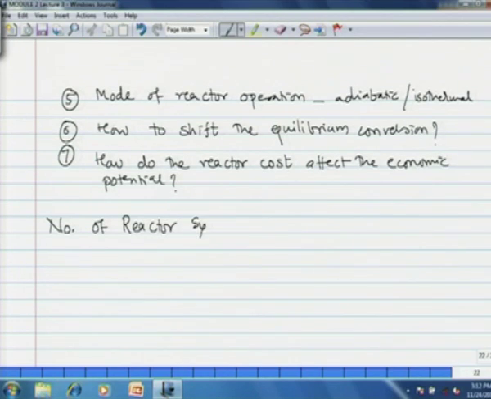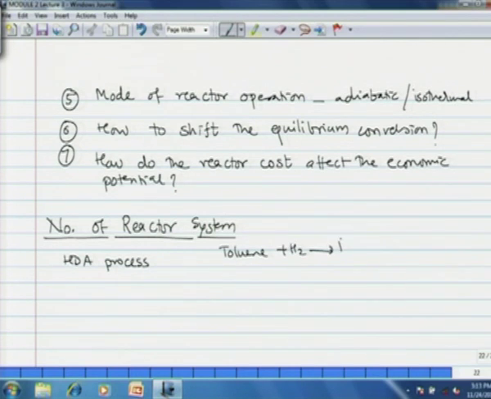We have been taking the hydrodealkylation process as the case study so far, and we again go ahead with the same. Now, in the case of the HDA process, we have two reactions: toluene reacting with hydrogen to give benzene and methane, and 2 moles of benzene reacting reversibly to give 1 mole of diphenyl and hydrogen.